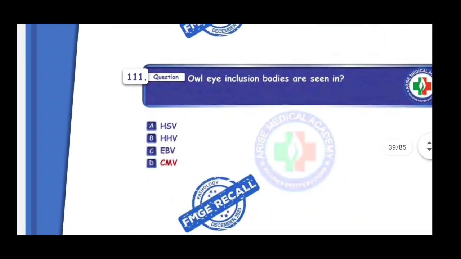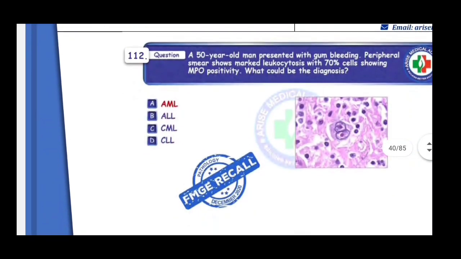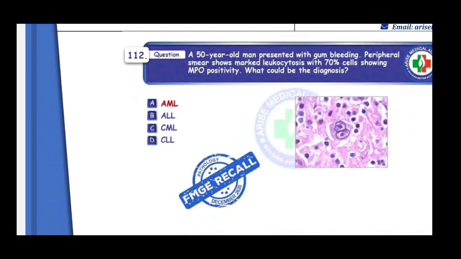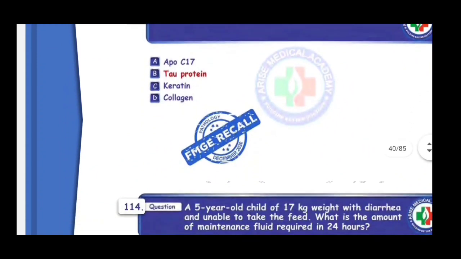Owl eye inclusion bodies are seen in CMV, cytomegalovirus. Next one, a 50-year-old man presented with gum bleeding, peripheral smear shows marked leukocytosis with 70% cells showing MPO positivity. What could be the diagnosis? Correct answer is AML, acute myeloid leukemia. Protein in Alzheimer's is the tau protein.